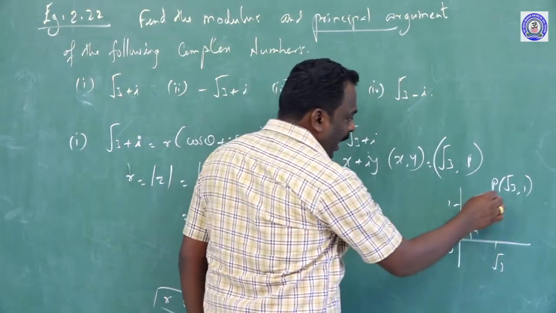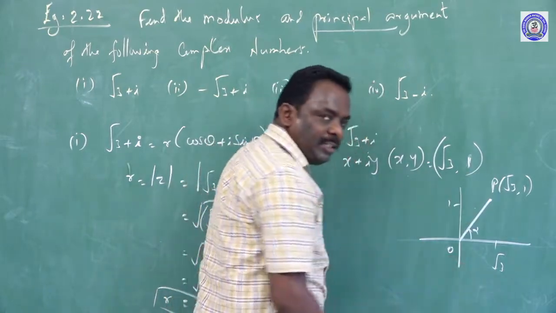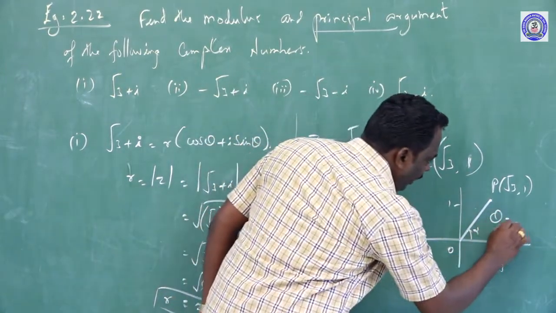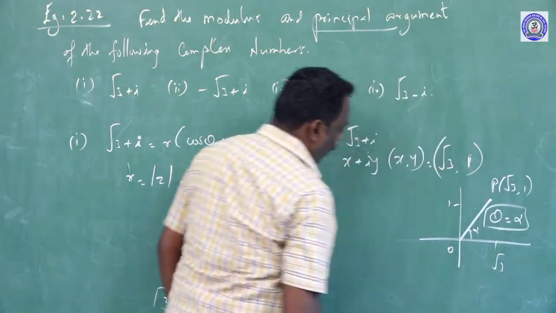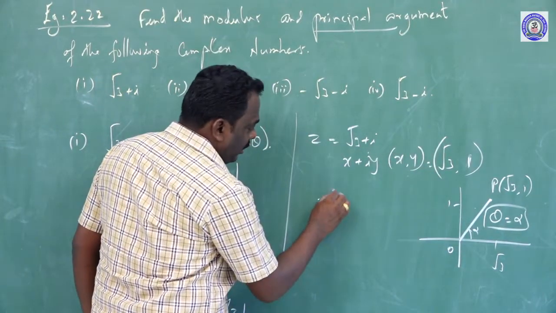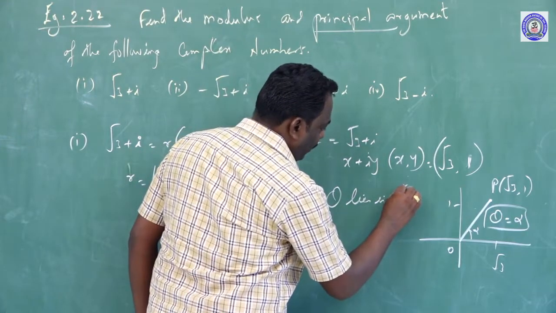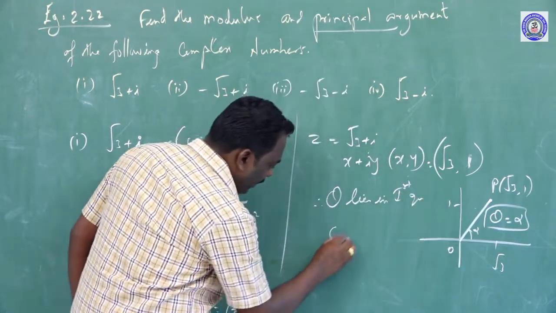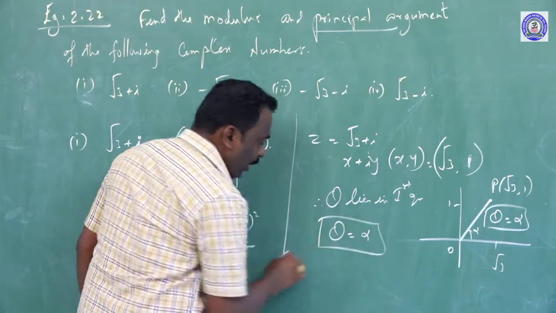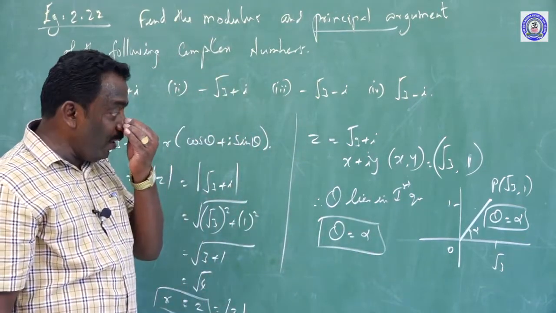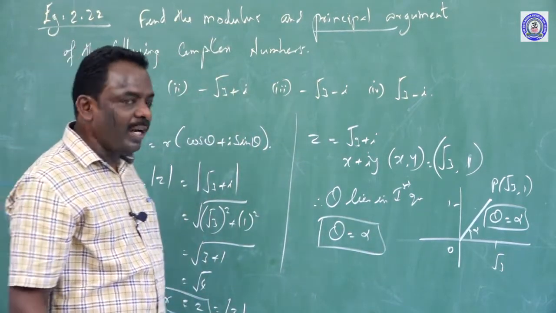If the point lies in the first quadrant, what about theta? Theta is equal to alpha. Therefore theta lies in the first quadrant, and theta is equal to alpha. So now we want to find the alpha value. How to find this alpha?